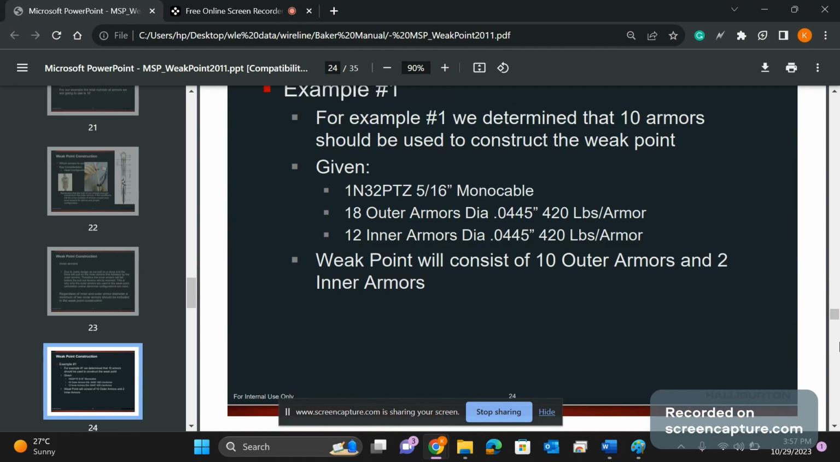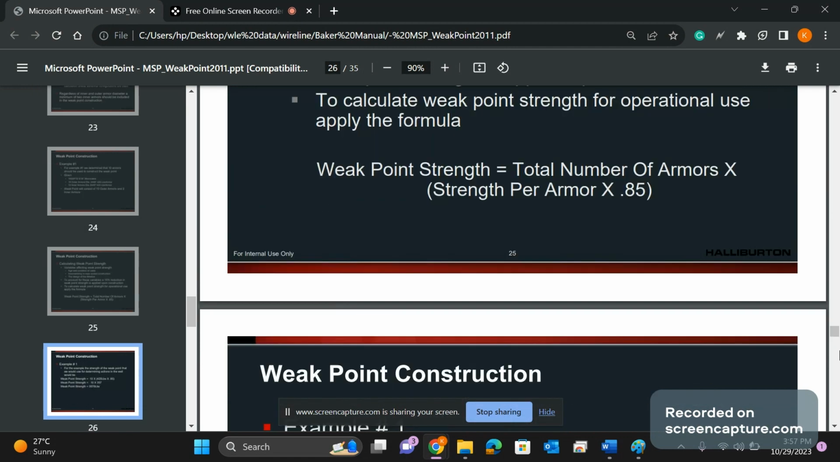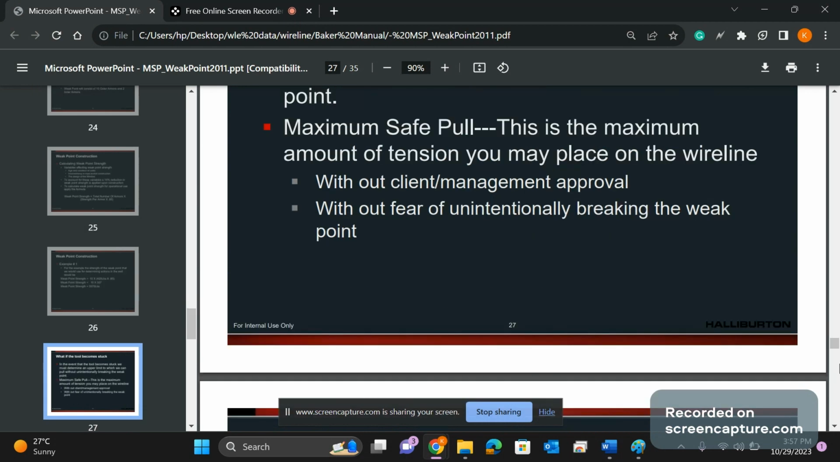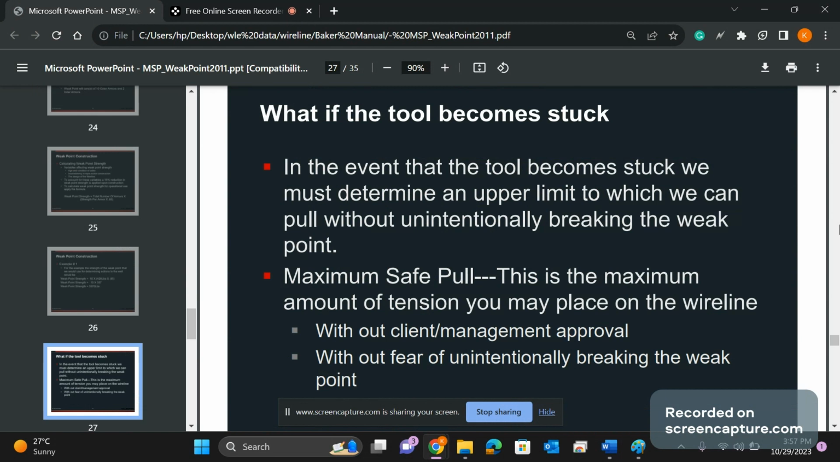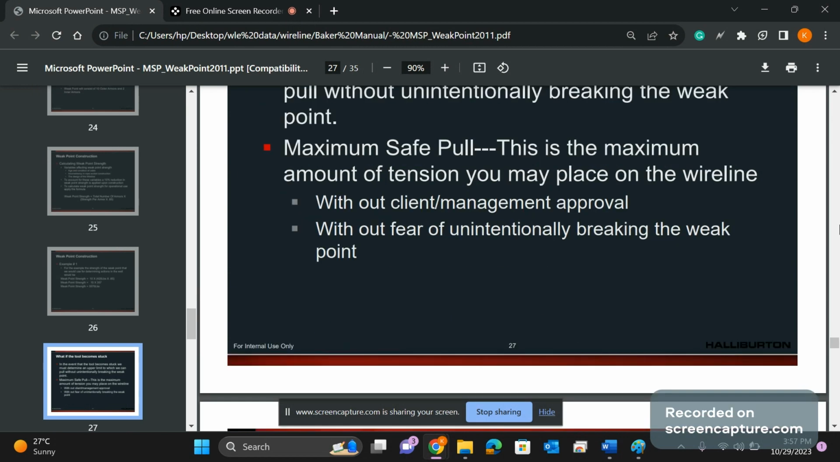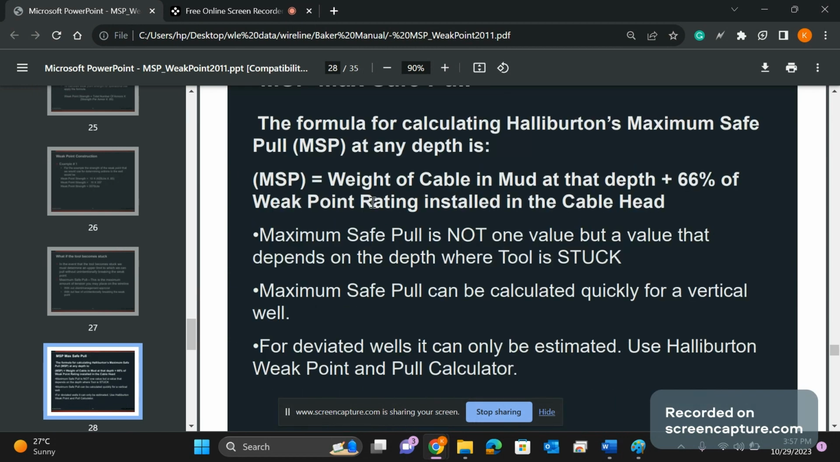You can read it. So the other concept that we will use is this: by the weak point calculation, we have calculated outer armors, and we have considered a weak point, and the tool got stuck. So what is the maximum safe pull that we can apply to our wireline without unintentionally breaking the weak point? The formula is the weight of the cable in mud at that depth, so that changes with the depth, times the maximum safe pull, and 66% of the weak point rating is on that cable head. So that is not a single number; that depends upon the weight of the cable in mud at that depth.